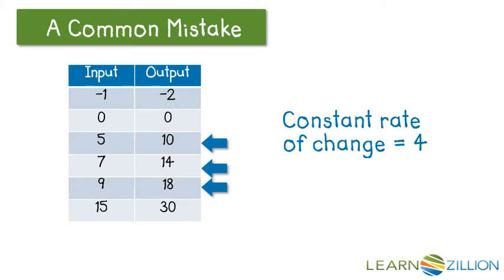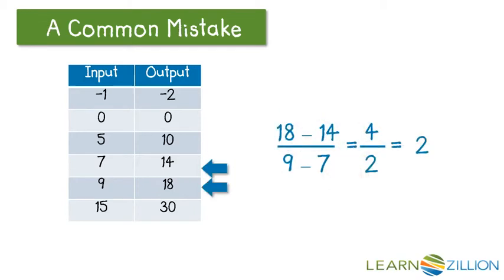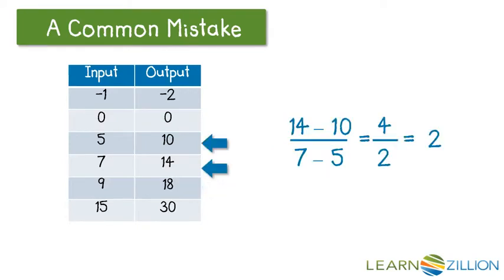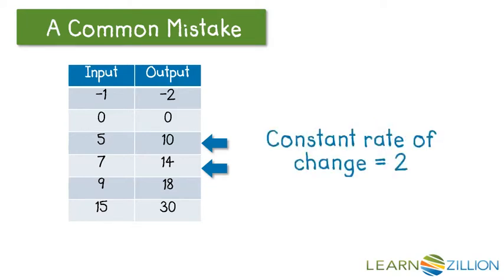x values. Notice on the left side of the table, the input is not changing by 1. So, we would say 18 minus 14 divided by 9 minus 7, which is 4 divided by 2, which is 2. Let's check the other one. 14 minus 10 divided by 7 minus 5. That's also 4 divided by 2, which is 2. So the constant rate of change of this table is 2.